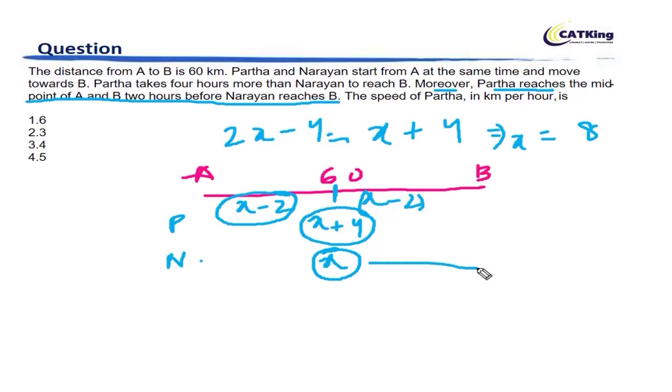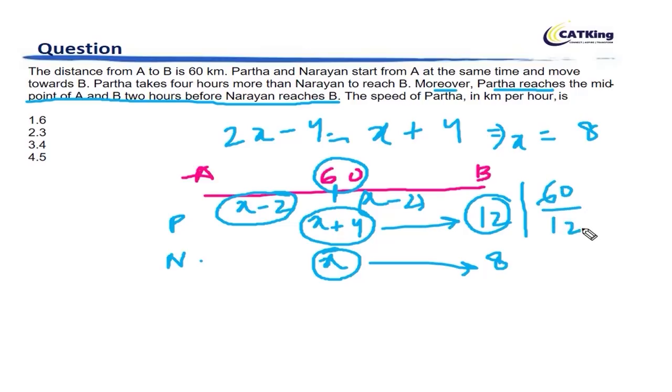So the amount of time that Narayan is taking is 8. The amount of time that Partha is taking is 12. If Partha is taking 12 hours and the distance is 60, easily we can say that the speed is 60 upon 12, which is equal to 5. A fairly simple question, guys. You will not get an easier question in CAT, trust me.